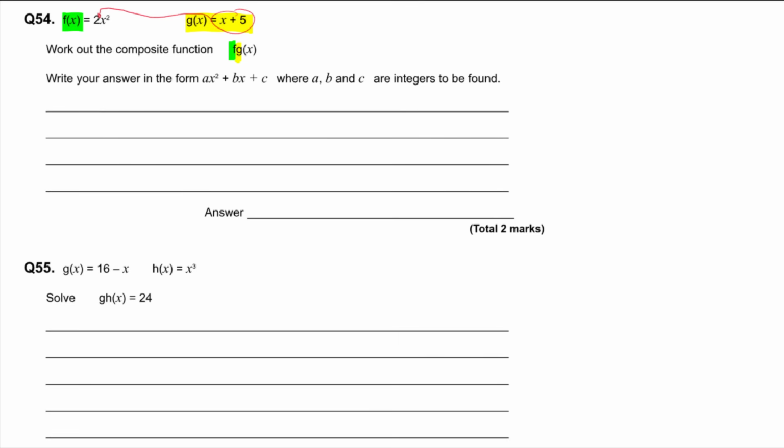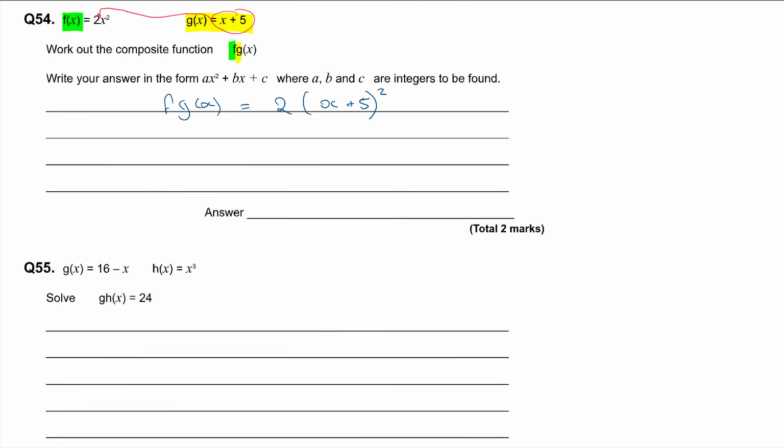Okay, so my function f of g of x is going to be in the format of f. It's 2 lots of x squared, but rather than writing x, I'm going to write the g of x function, which is x plus 5, and then I'm going to put the square there. Okay, so like I say, I've replaced the x in 2x squared with x plus 5.